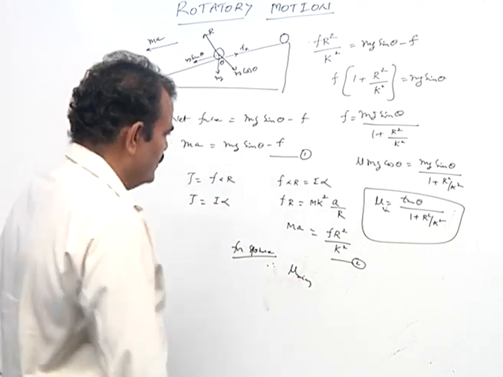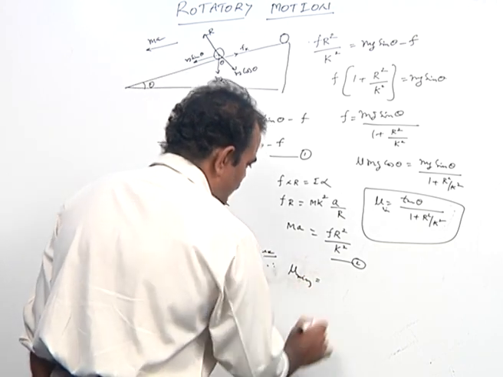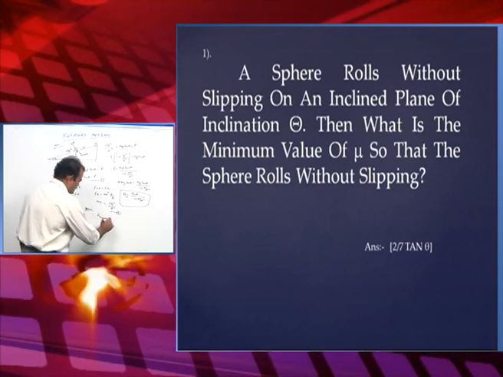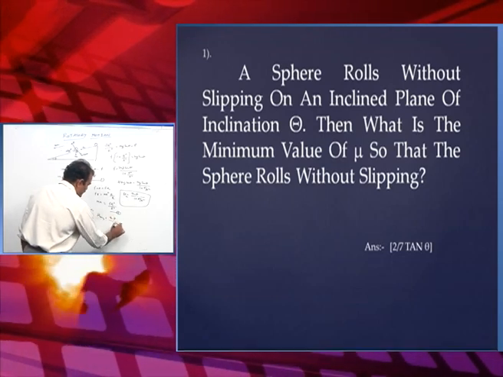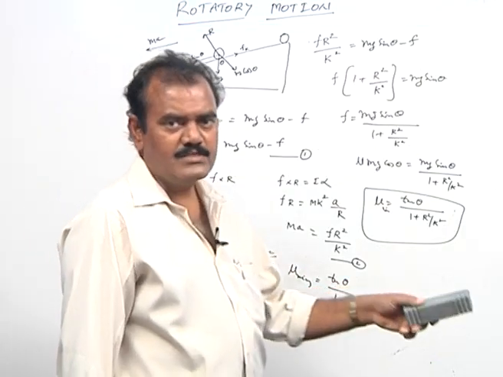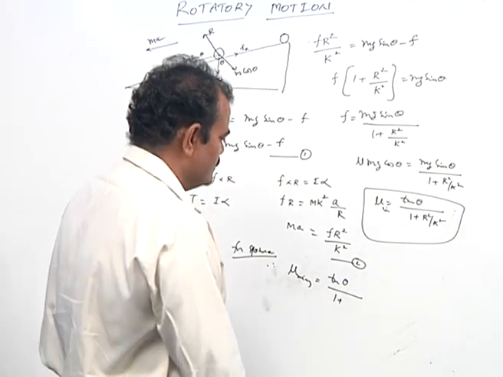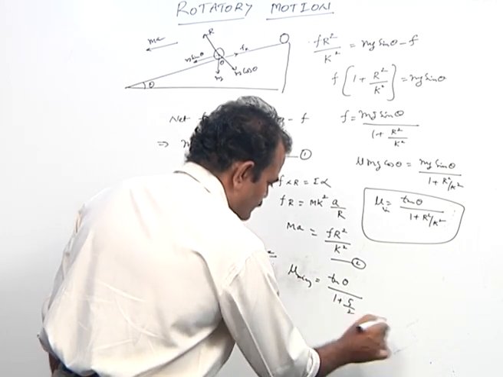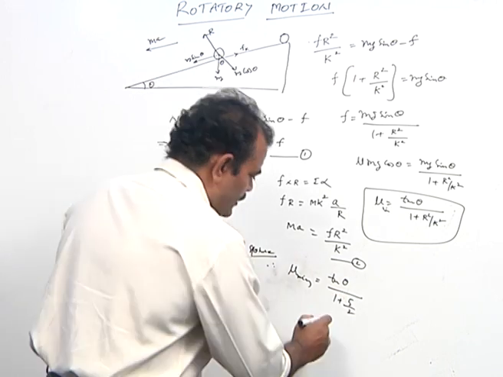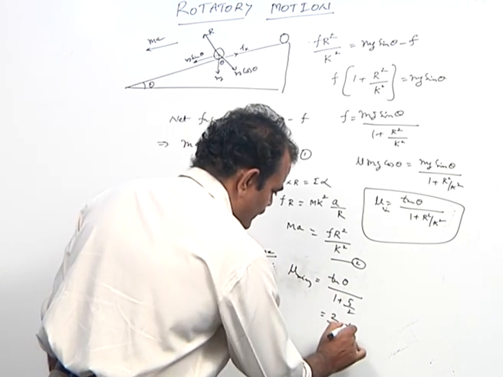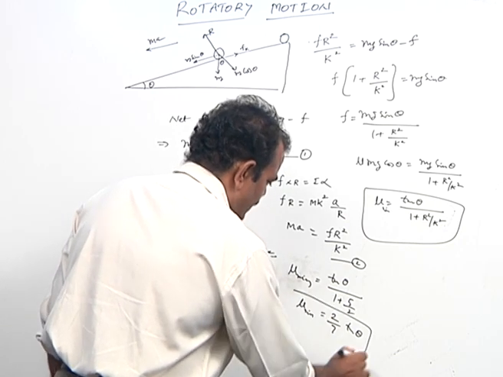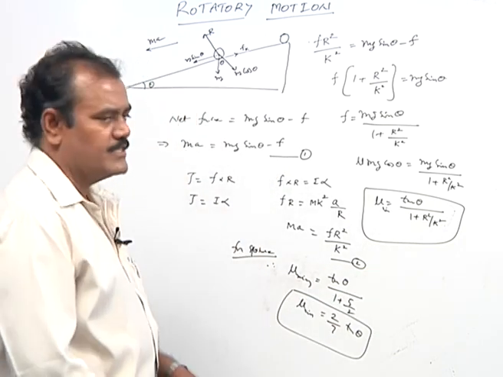So for a sphere, mu minimum is equal to tan theta. You are not given any value for that theta, so you have to take tan theta only. And 1 plus, just now I told you K square by r square is 2 by 5, so r square by K square is becoming 5 by 2. So 1 plus 5 by 2 becomes 7 by 2. So now it becomes 2 by 7 tan theta. That's all. Mu minimum in this case is 2 by 7 tan theta for the sphere. This is the minimum coefficient of friction.